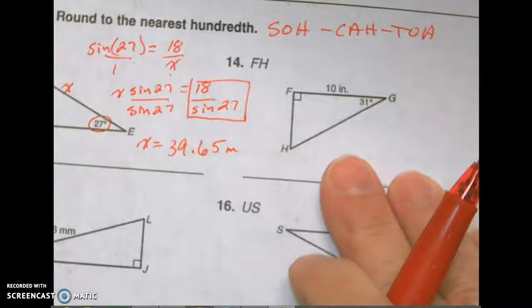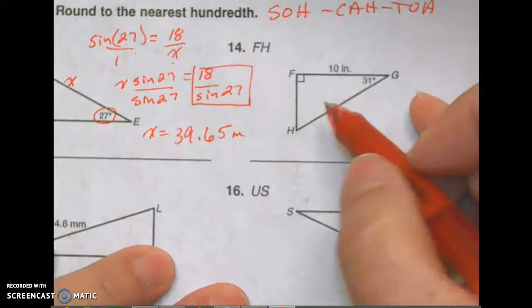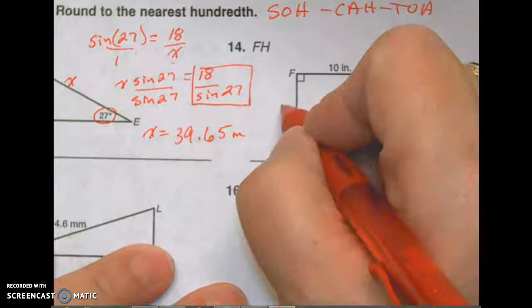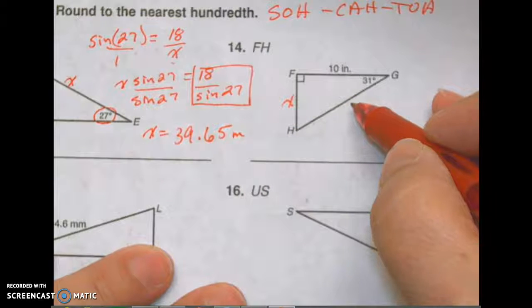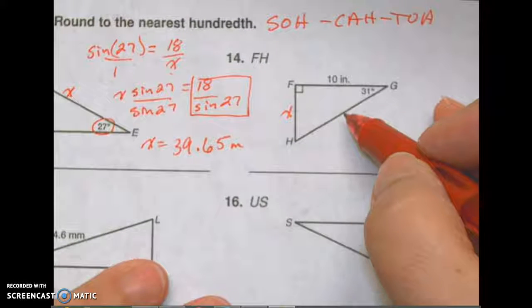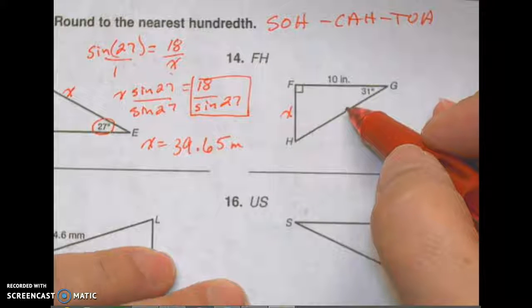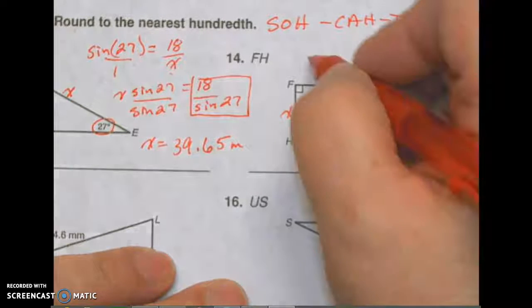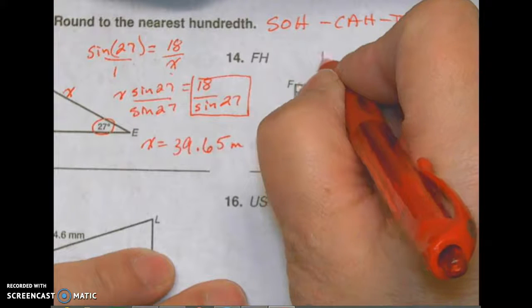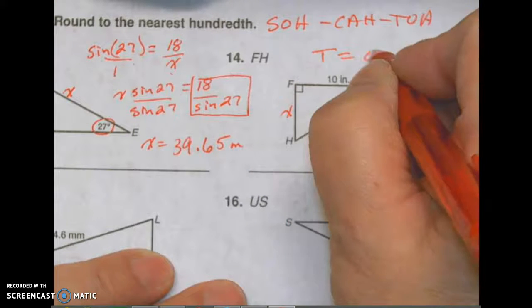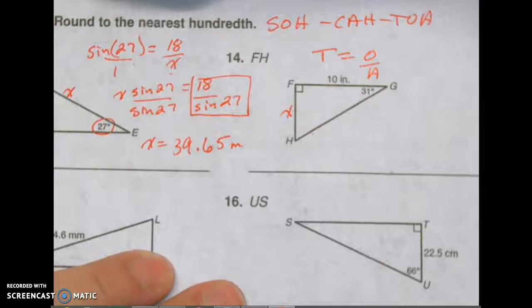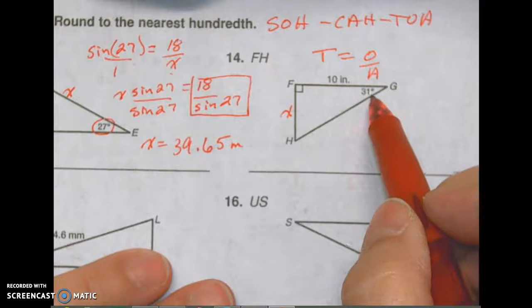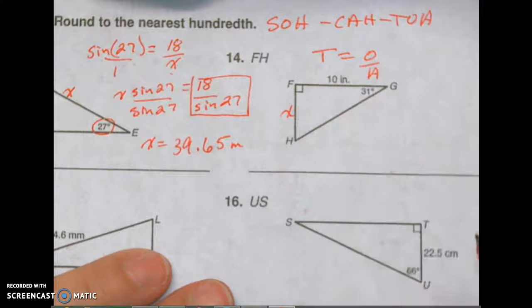If I look at question number 14, I want to find FH. So here's my x. I'm not using the hypotenuse at all. So if I'm looking at SOH CAH TOA, I don't want the H at all. I'm looking at TOA. So I'm looking at that tangent function equaling the opposite over the adjacent. Here's my 31 degrees. Opposite's the x, adjacent is 10.